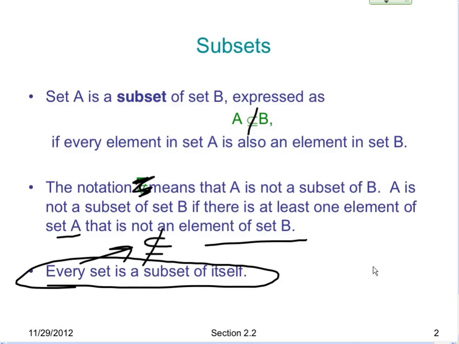Be careful with this one. Every set is a subset of itself. So if I had the set {1, 2}, it would be a subset of the set {1, 2}.